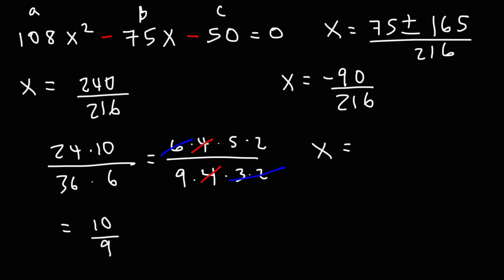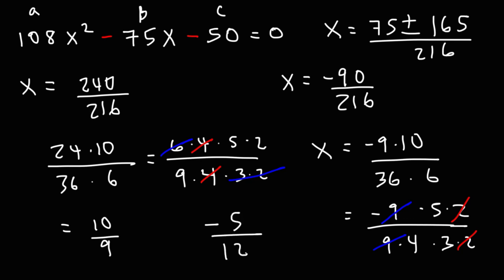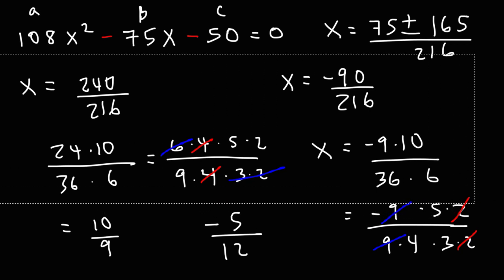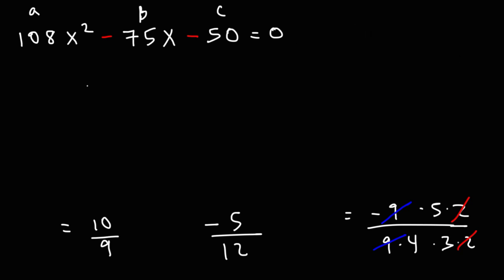Now, for the one on the right, we have negative 90. So that's negative 9 times 10. And 216 is 36 times 6. 36, I'm going to make that 9 times 4. And 6, I'm going to break into 3 and 2. 10, I'm going to make that 5 and 2. So a 9 can be canceled, and a 2 can be canceled. So we get negative 5 over 4 times 3, which is 12. So let's write these answers here. We have x is equal to 10 over 9, and x is equal to negative 5 over 12.